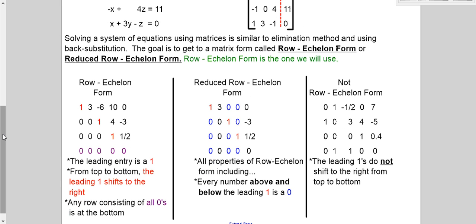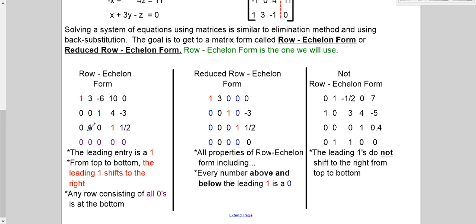All right, there's a couple different types of formats of writing equations. And solving a system of equations using matrices is similar to the elimination method and using back substitution when we were just working with equations. The goal is to get the matrix into a form called row echelon form, or reduced row echelon form. Row echelon form is the one we will use because we can then just go ahead and do back substitution.